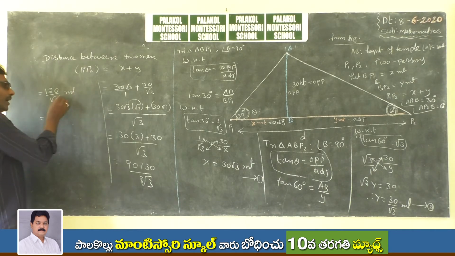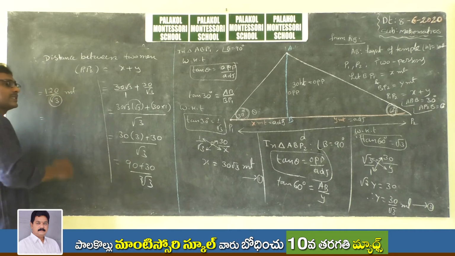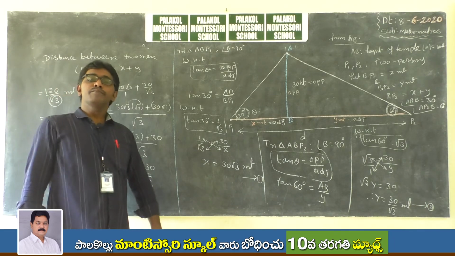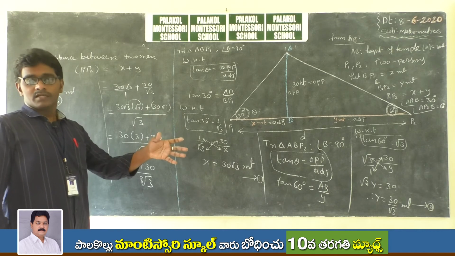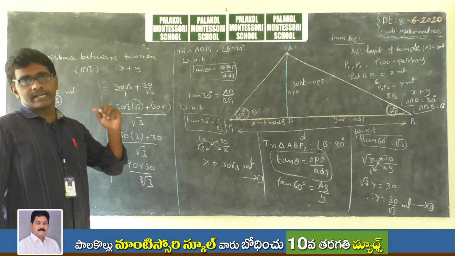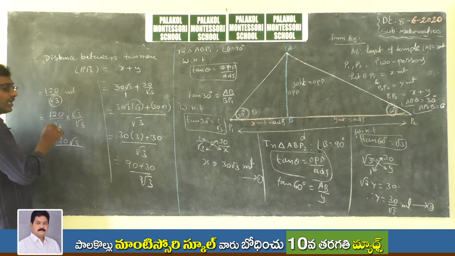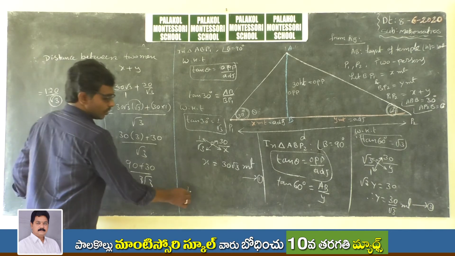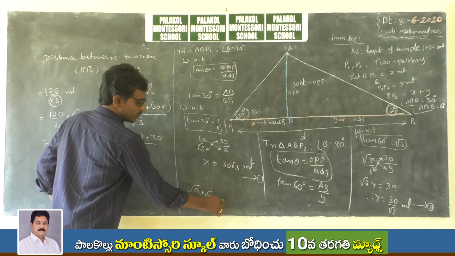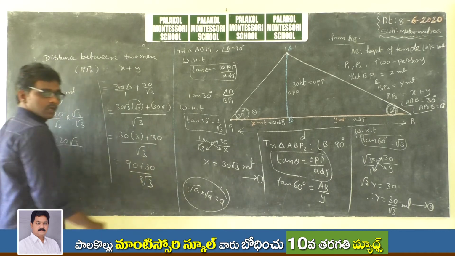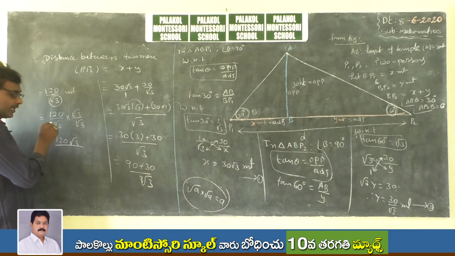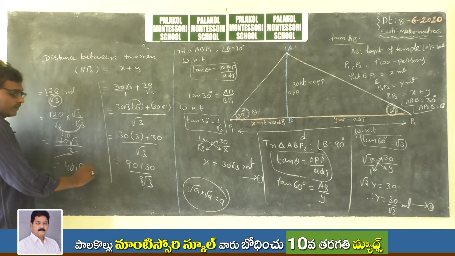Wait guys, but here in the denominator there is a root number. Simply apply the rationalization factor. Already you know this from 9th class standard: 120 by root 3 into root 3 by root 3. So 120 root 3 by root 3 into root 3; root a into root a is equal to a. Root 3 into root 3 is 3. So the distance is 40 root 3 meters.